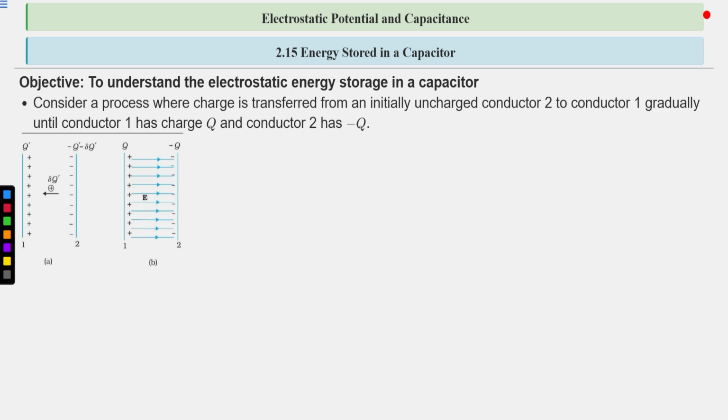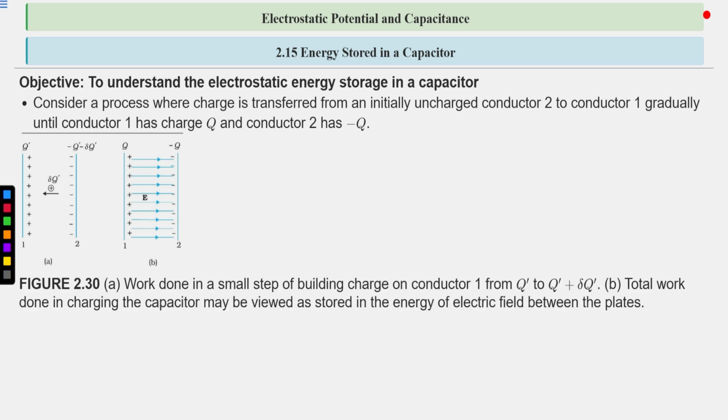Okay. So at any instant, there is a Q dash charge on this plate and there is a minus Q dash charge on this plate. Okay. So to transfer delta Q dash charge from this plate to this plate, what work do we have to do? Work done in a small step of building charge on conductor 1 from Q dash to Q dash plus delta Q dash.